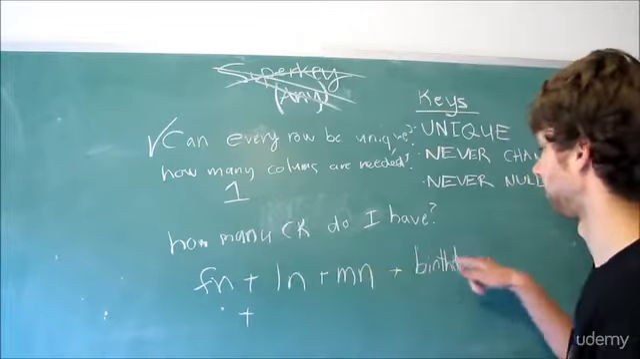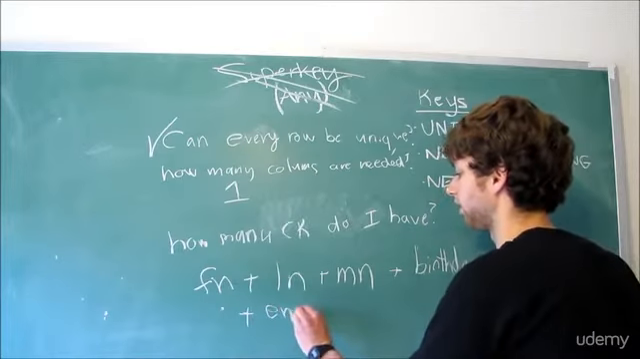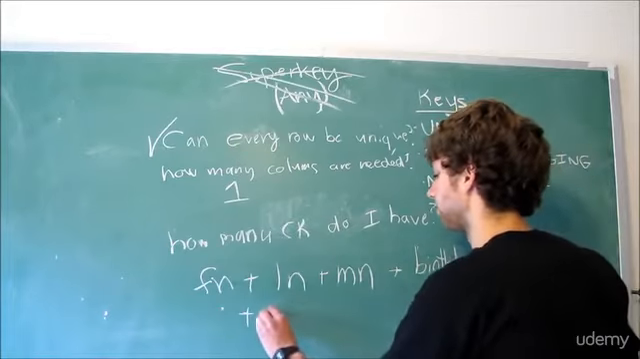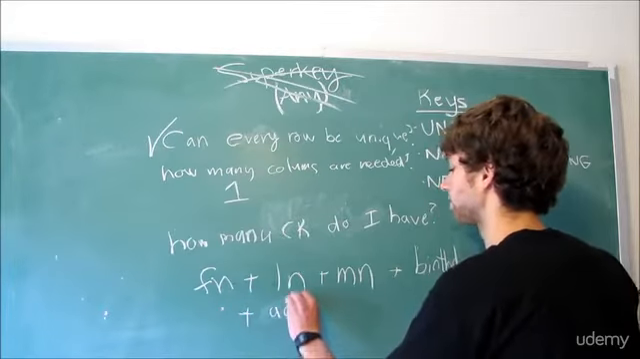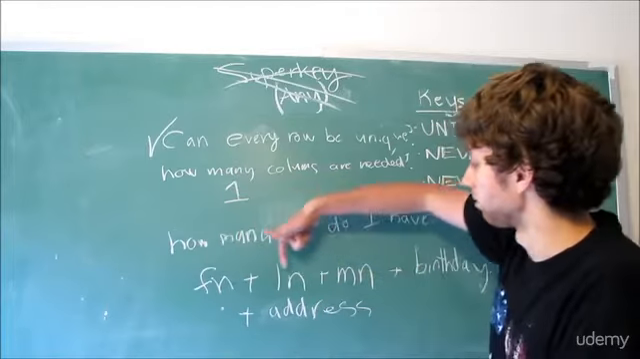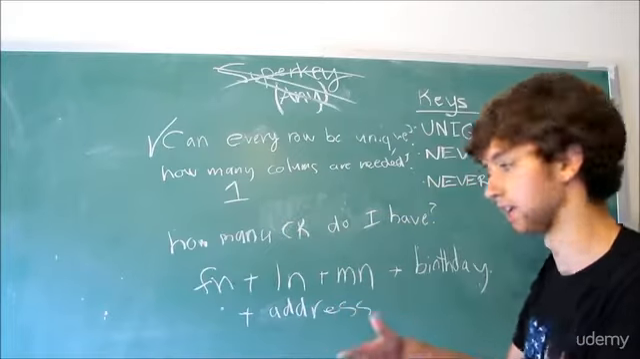So then we could add a fifth column. We could make it email. Or we could do something such as address. Alright, let's go with address. This could be a candidate key because we have first name, last name, middle name, birthday, and address. They all have to be unique as a whole.